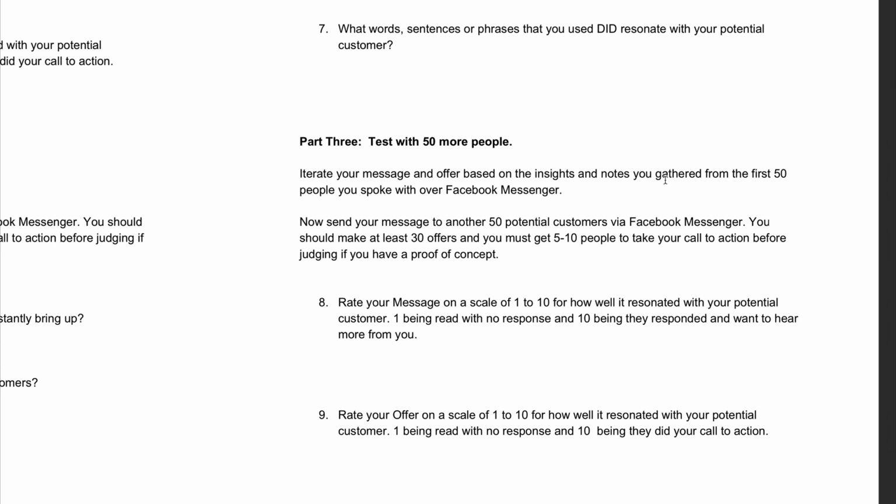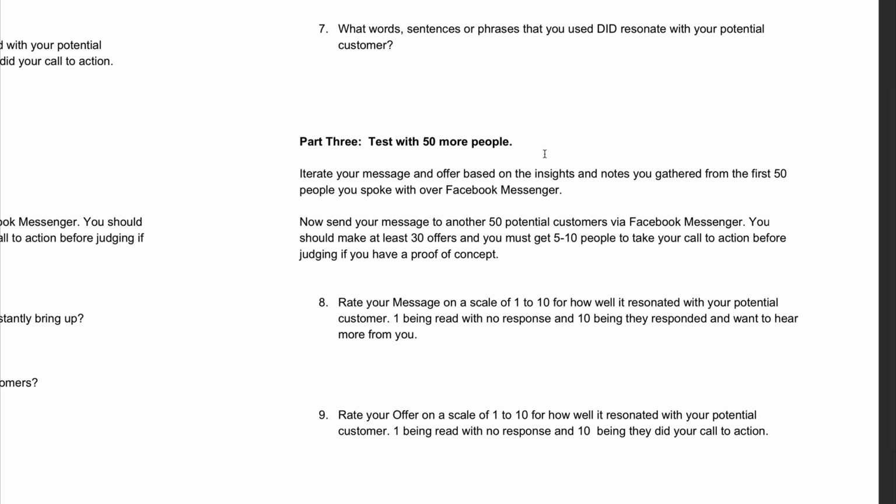And then you're going to move to part 3: iterate your message and offer based on the insights and notes you gathered from the first 50 people you spoke with over Messenger. So what that means is you're just going to tweak it a little bit. Maybe you're going to change a few words. You're going to start using the words that your potential customers are using.